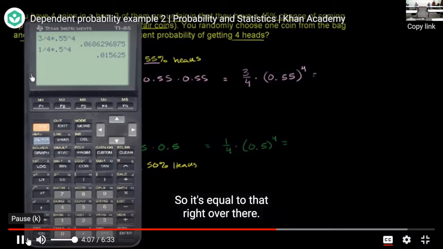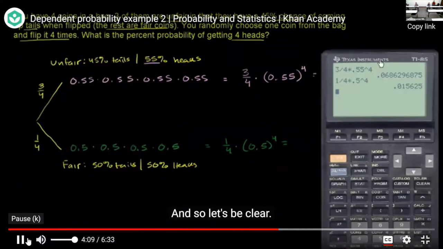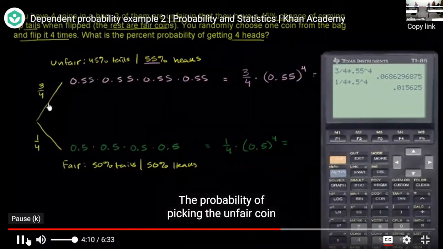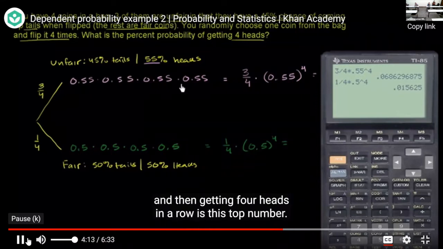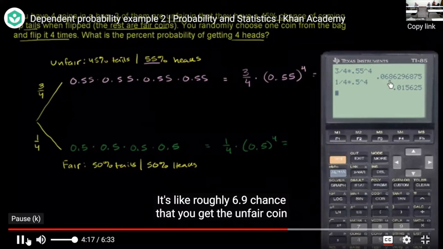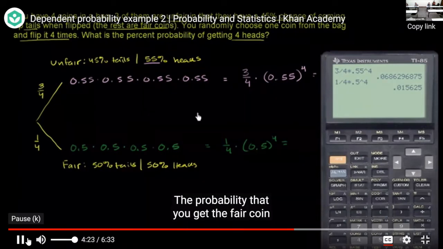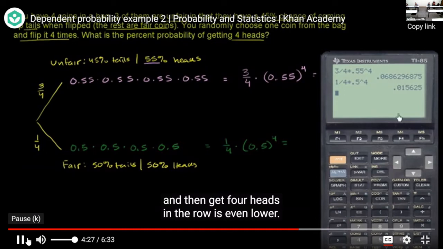And so let's just be clear. The probability of picking the unfair coin and then getting 4 heads in a row is this top number. It's roughly a 6.9% chance that you get the unfair coin and then get 4 heads in a row. The probability that you get the fair coin and then get 4 heads in a row is even lower. It's only a 1.6% chance.